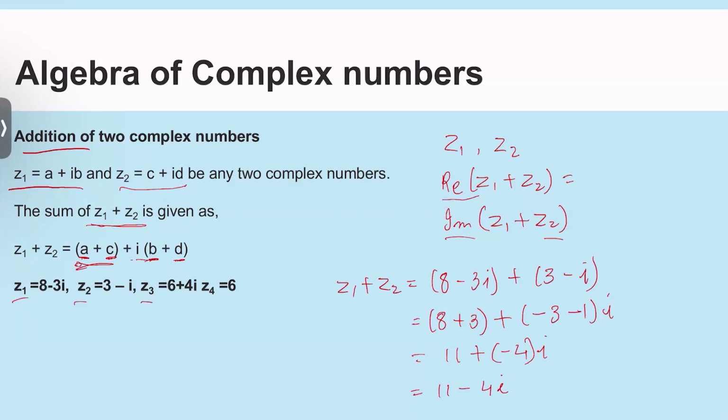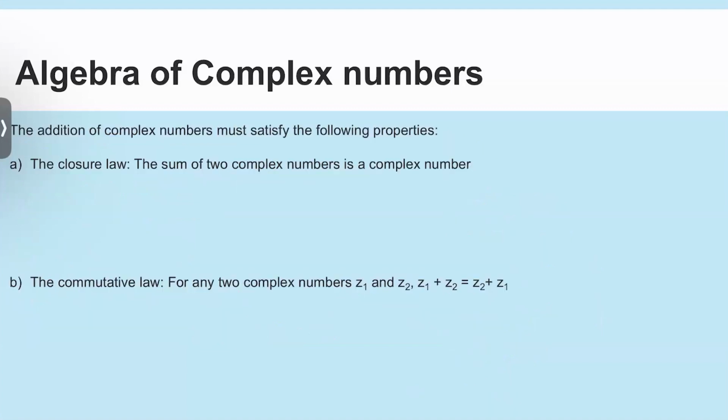And then if we want to see what Z3 plus Z4 is, you can see that for Z4 there is only a real part. Since there is no imaginary part, this remains and only the real parts get added. So this is 12 plus 4i. This is the addition operation that is done on complex numbers.